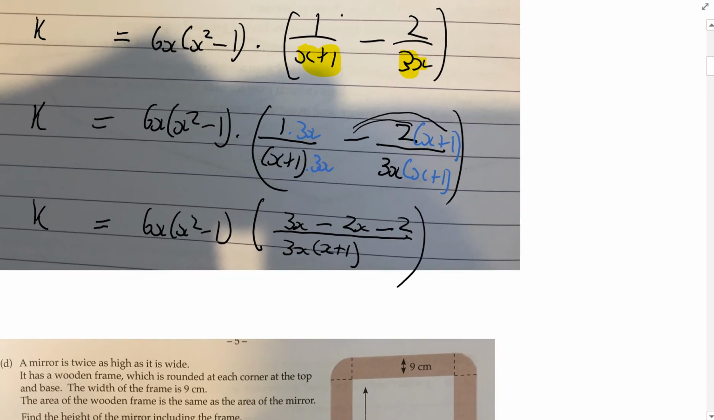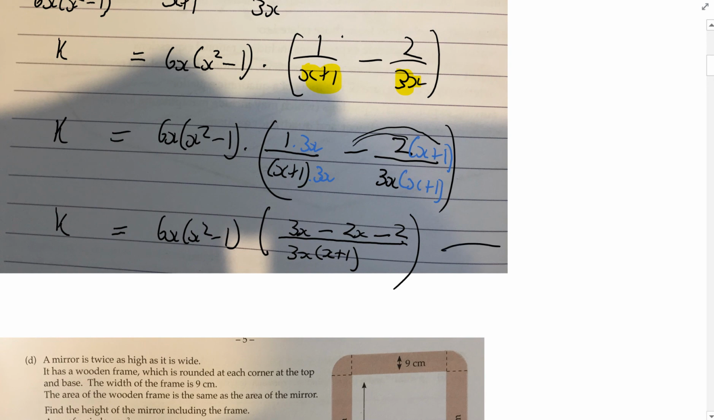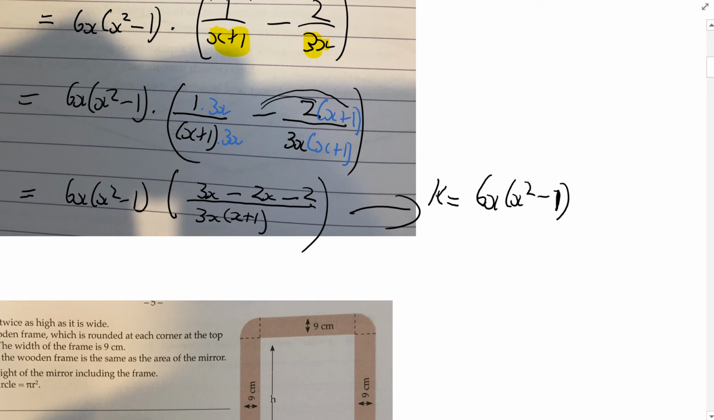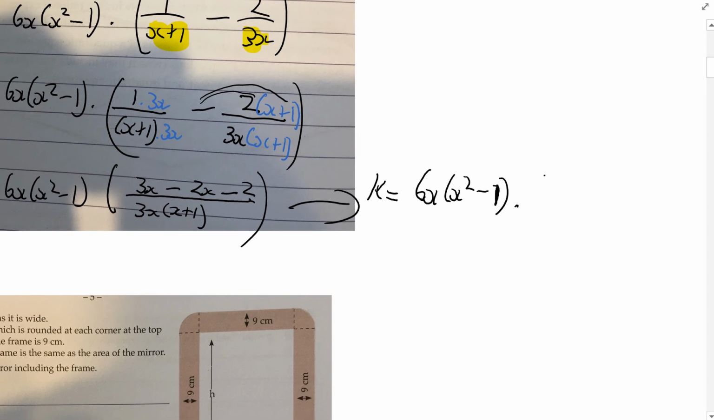Actually, I'll just go over here. My writing's a bit bigger on this device. So k equals, so I've got 6x, x squared minus 1, then I've got 3x minus 2x, that's just x, isn't it? So it's x minus 2, collecting my like terms, and the denominator is 3x, x plus 1.